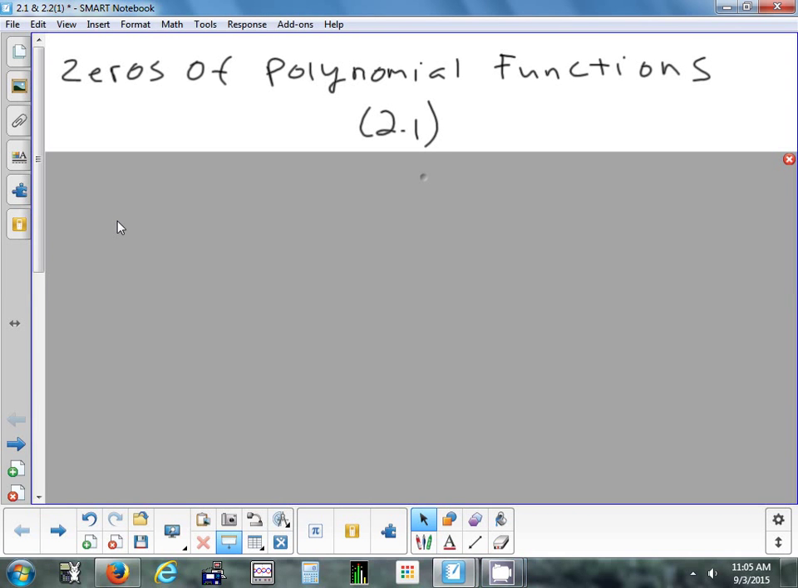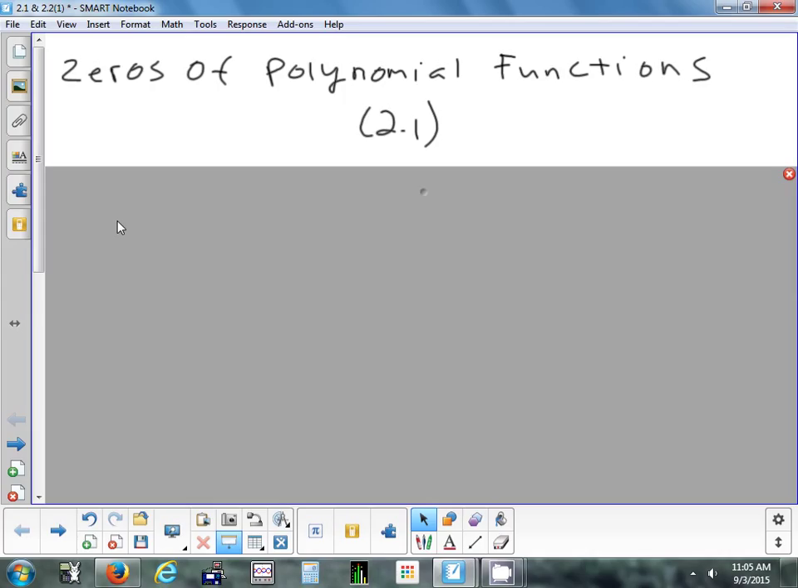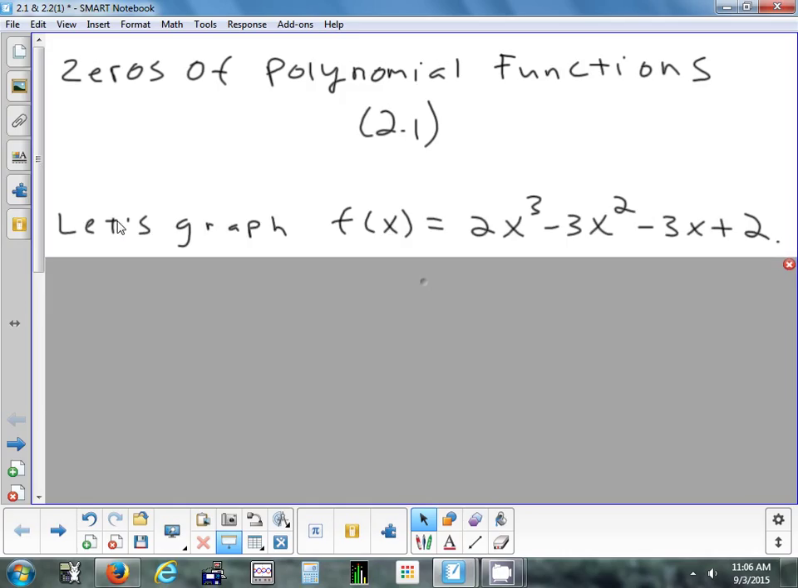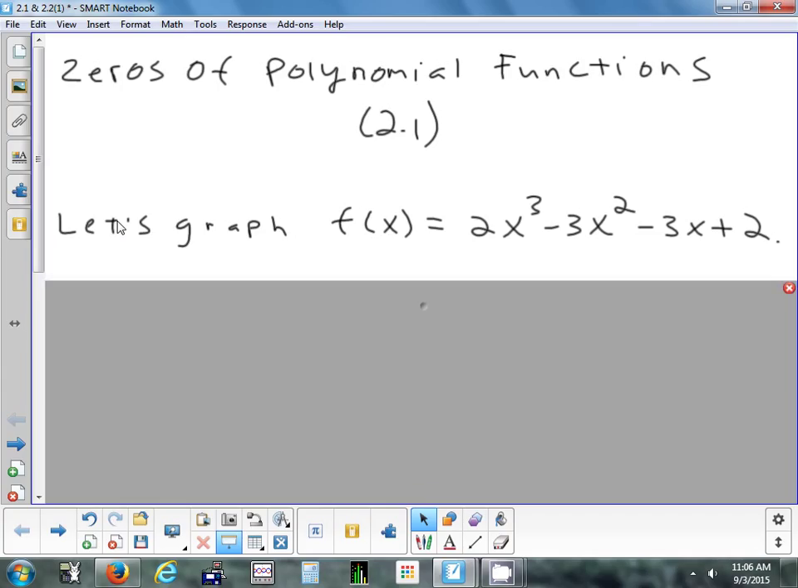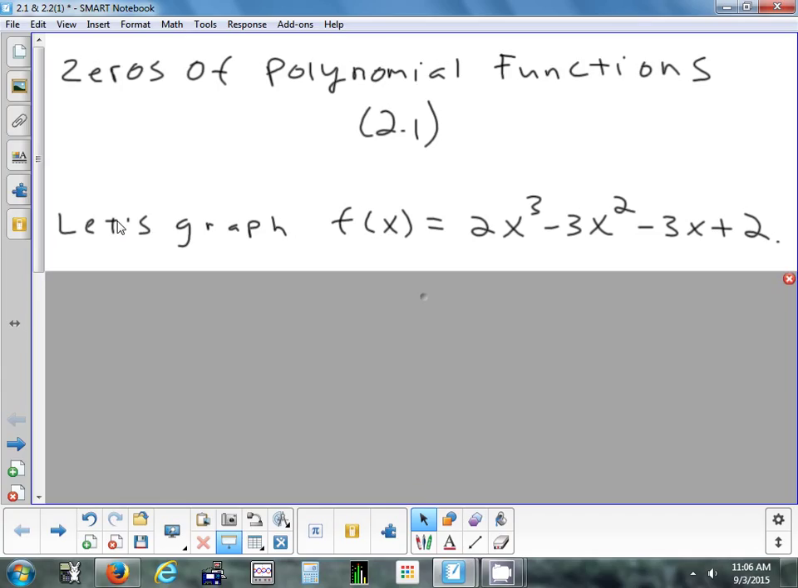So let's take a look at the first section in chapter 2. Okay. Chapter 2, pretty much the whole chapter is going to focus on polynomials. We'll talk about polynomials. Okay, so this is a degree 3 polynomial. All that means is the highest exponent in it is a 3. And this highest exponent tells us a lot of things.